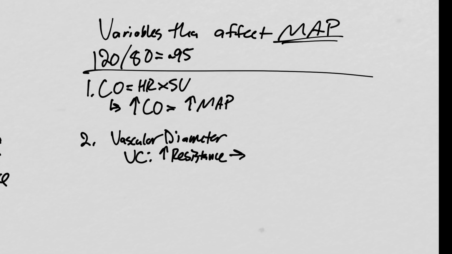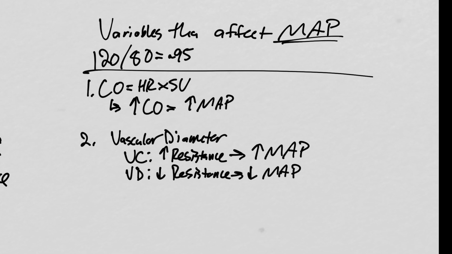And increased resistance leads to increased systemic pressure, right? Think of this as back pressure. Just like if you kink a garden hose, you'll get a jump in pressure behind the kink, even though pressure and flow go down after the kink, right? So this is causing back pressure towards the heart. We increase MAP. If you vasodilate, just the opposite. Decrease resistance, and that will decrease pressure.